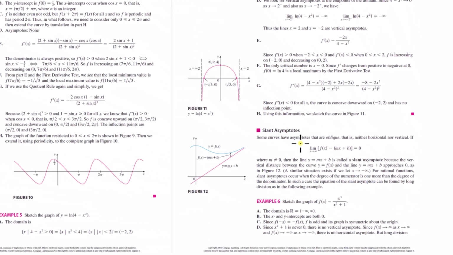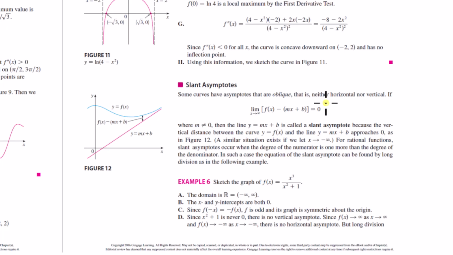Some curves have asymptotes that are oblique, that is, neither horizontal nor vertical. What they're talking about here is parallel to a horizontal asymptote, as x approaches plus or minus infinity. For the horizontal asymptote, as x approaches plus or minus infinity, the function is approaching a finite value. But for a slant asymptote, as x approaches plus or minus infinity, the function is approaching a line that's not a horizontal line, but a slanted line. Not a vertical line. It's not a vertical asymptote.